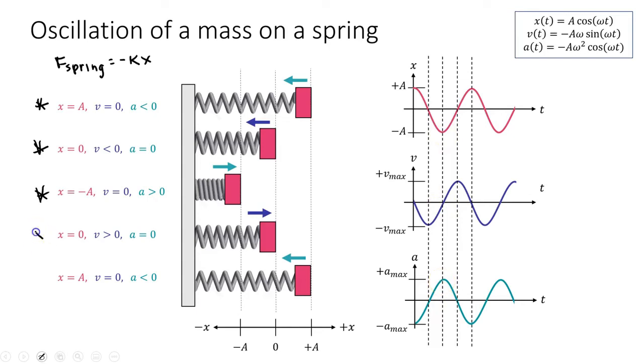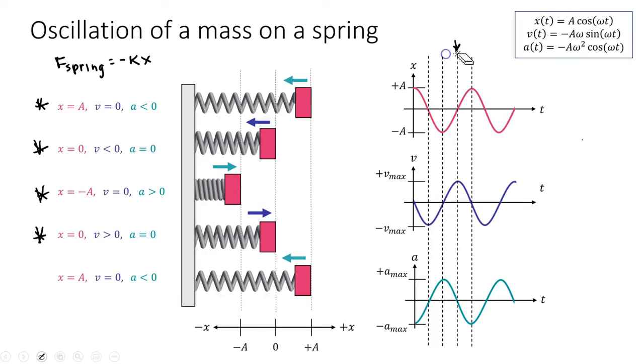We can keep going. Our block goes back through equilibrium. So that would be this third time point here, this third dashed line. And so then as it goes through equilibrium, x is 0. The velocity at this time point is going to be positive, and it's the maximum value of velocity that you can have. And right at that point in time, remember, since x is 0, our force and our acceleration also have to be 0 as well.